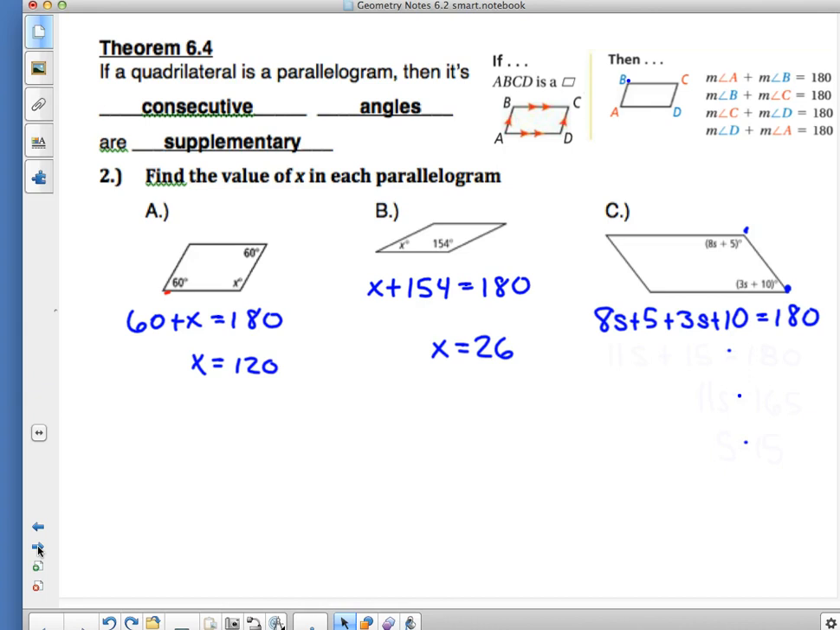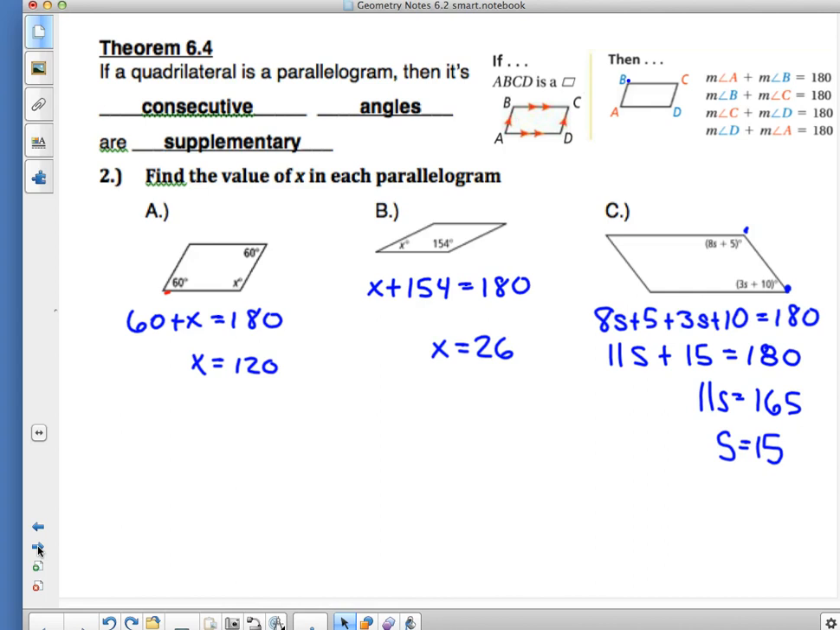So I've got 8s plus 3s, which is 11s, and 5 and 10, which is 15. So I combine like terms and subtract my 15, so I get 11s equals 165. Now I just divide by 11, right? So I've got s is 15, and I'm golden. I could continue going on and answer all sorts of other things that the instructor or the person writing the test might want me to tell them about this answer.